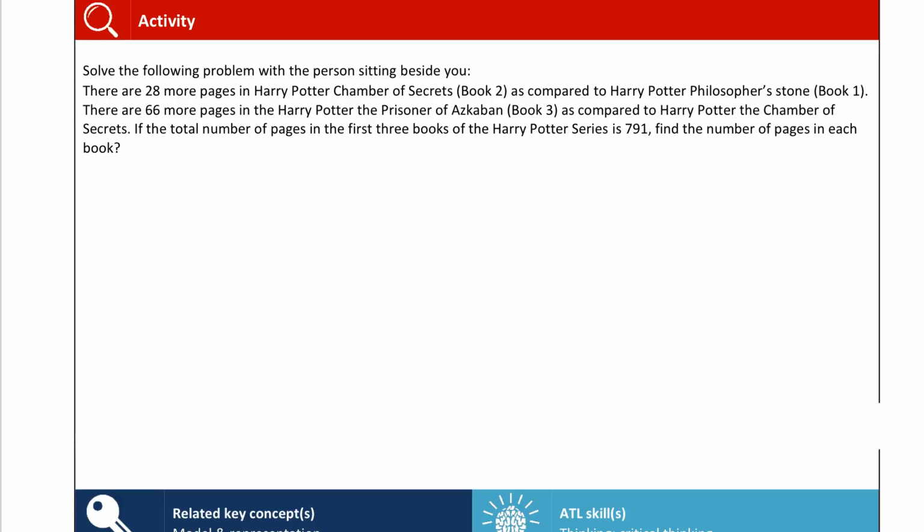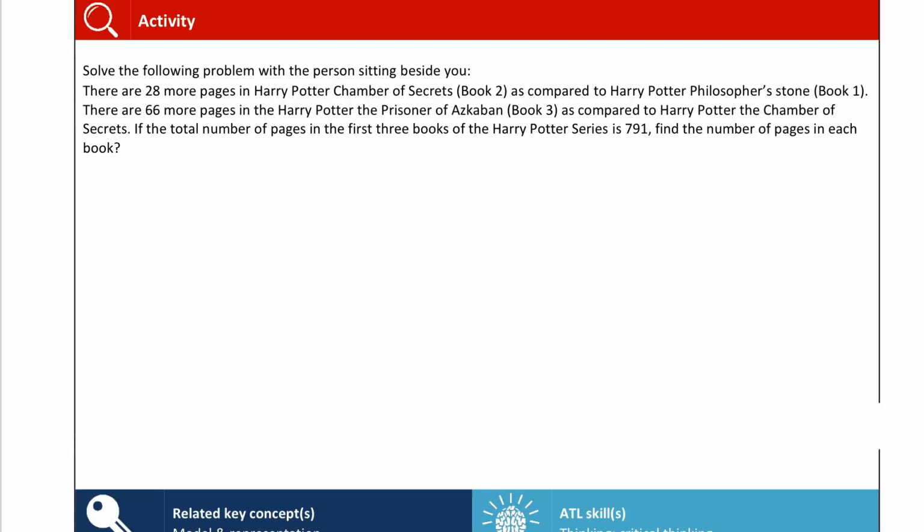The question then says that there's 66 more pages in Harry Potter Prisoner of Azkaban, which is book 3, as compared to Harry Potter The Chamber of Secrets. So if the total number of pages in the first 3 books in the series is 791, find the number of pages in each book.